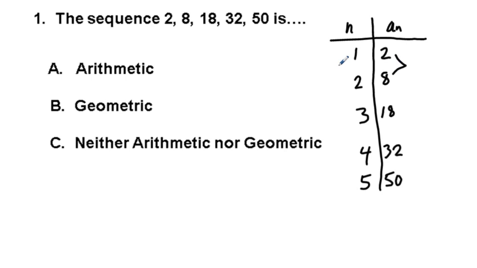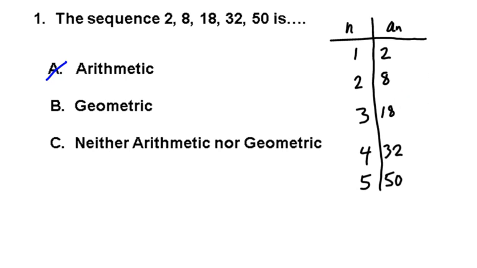So anyway, on the left side, we're going up by 1. On the right side, if we add or subtract, how much do you add to 2 to get 8? Well, we're going to get 6. And what do we add to 8 to get 18? 10. So we get plus 6, plus 10. And that means we do not have a common difference. So we eliminate the arithmetic sequence here.